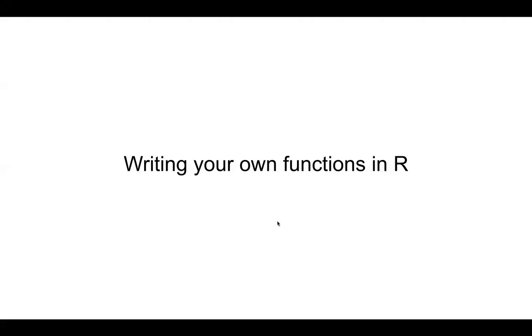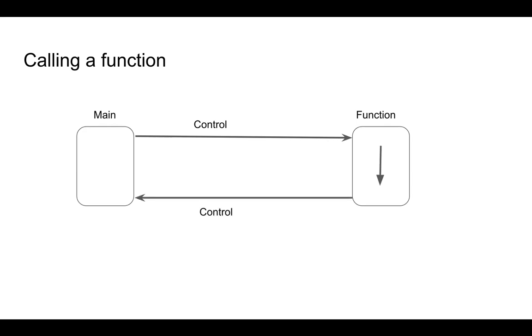In this video, we talk about defining your own functions. Before you write your own functions, it's helpful to understand that when a function is called by the main program, control is passed from the calling program to the function. The function code executes, and when that process is complete, control is returned to the calling program.